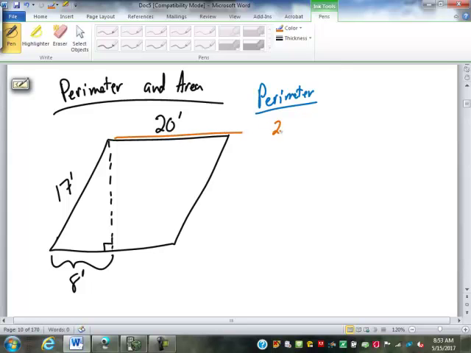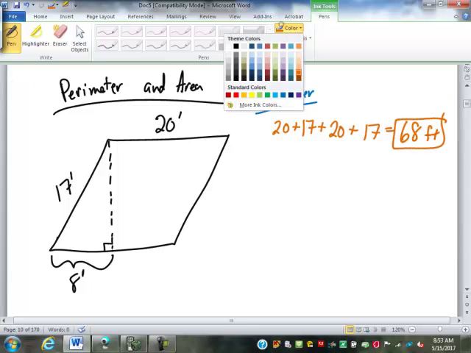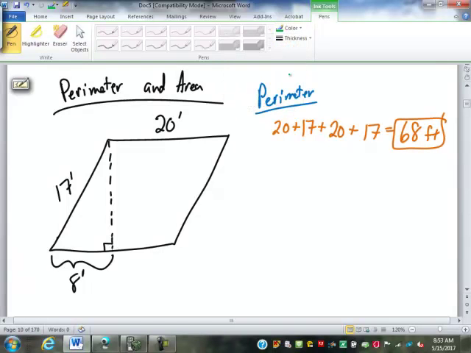20 plus this side is 17 plus what's next? 20 plus 17. If I add those all up, I get 68 feet. Does that work?